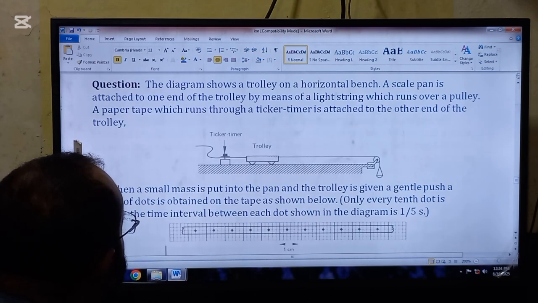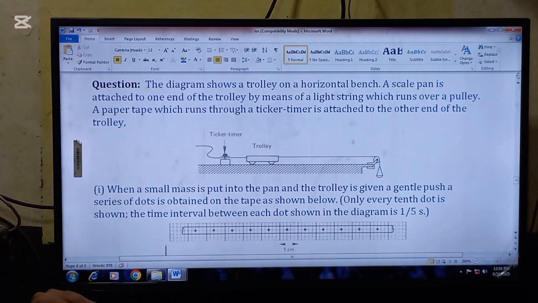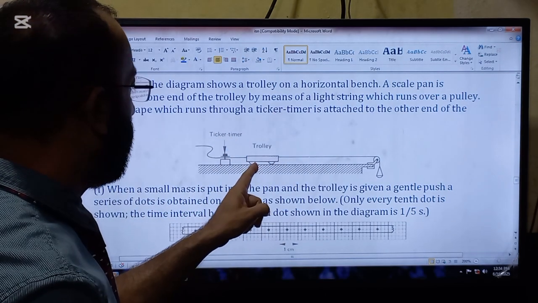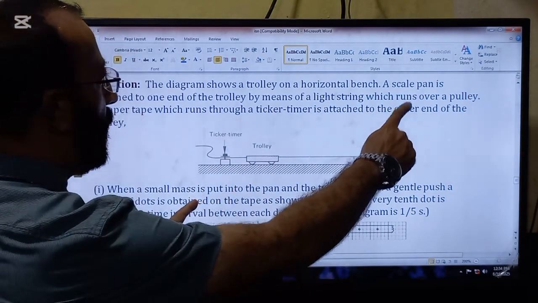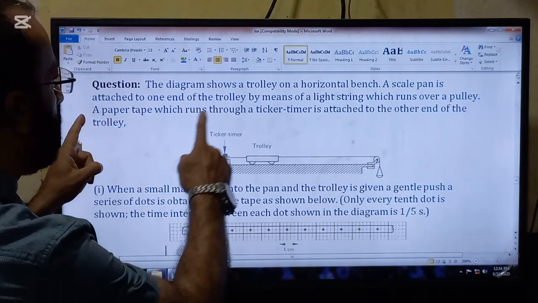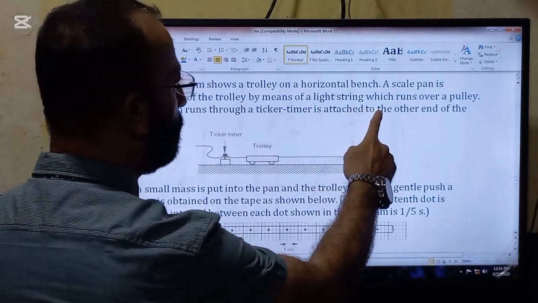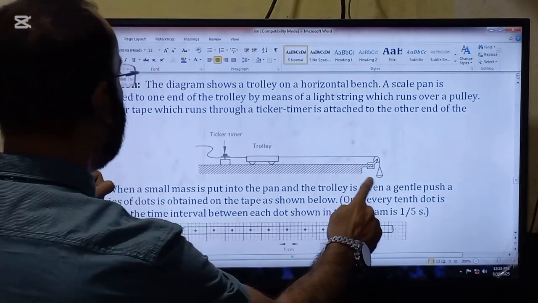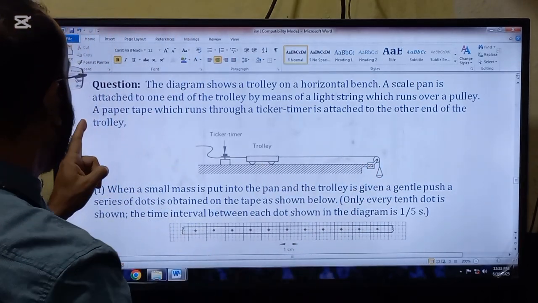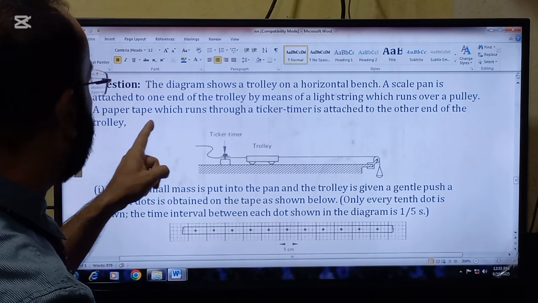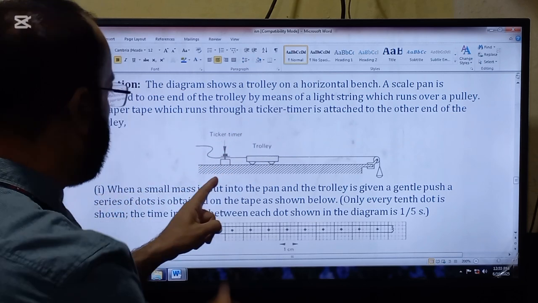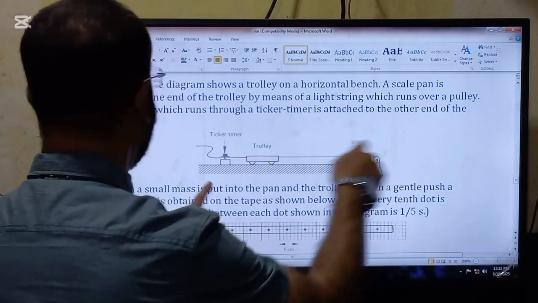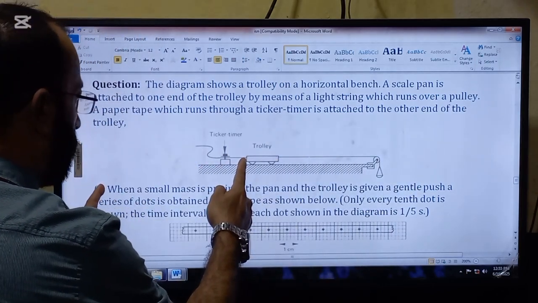Here is another question. The diagram shows a trolley on a horizontal bench. Here is a trolley. A scale pen is attached to one end of the trolley by means of a light string which runs over a pulley. So here is a pulley, here is a pen that is attached to one end of the trolley. A paper tape which runs through a ticker timer is attached to the other end of the trolley.